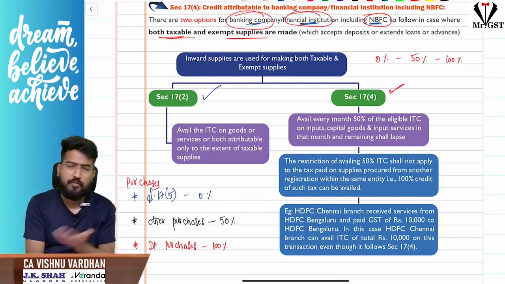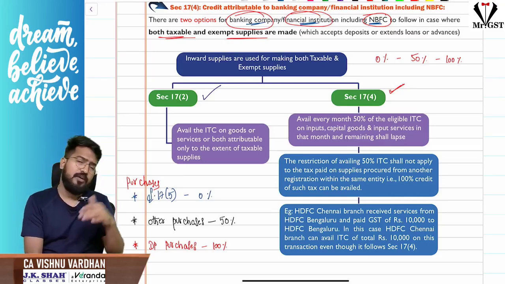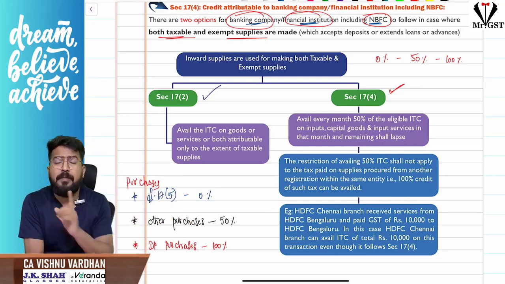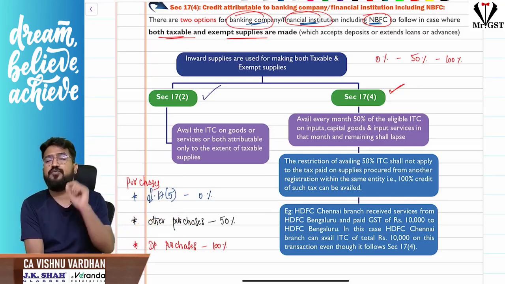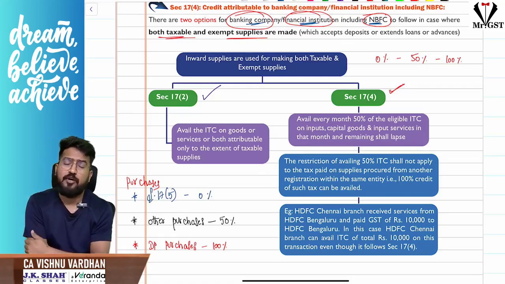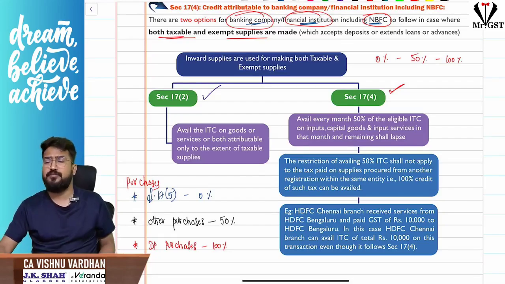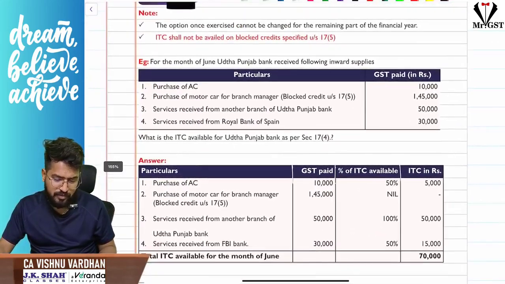If you want to follow this option, banking companies, financial institutions, and NBFCs, you can follow this option. Or if you want to go with 17 subsection 2, you can go with that as well. But an option once exercised will be valid for the entire financial year. So for the entire financial year, only one option is available. That is what 17 subsection 4 is all about. There is a small question for you. You can just go through this.